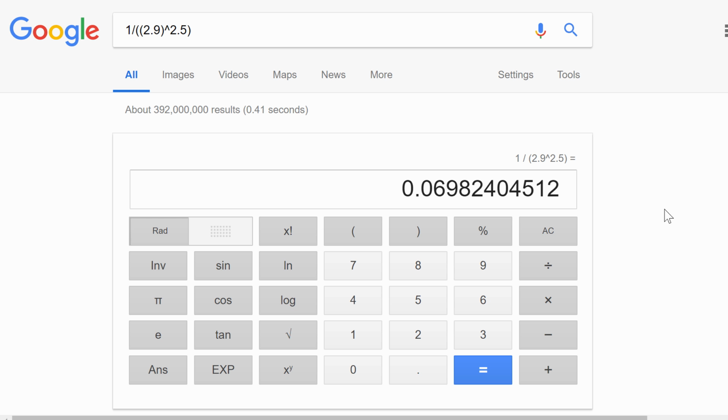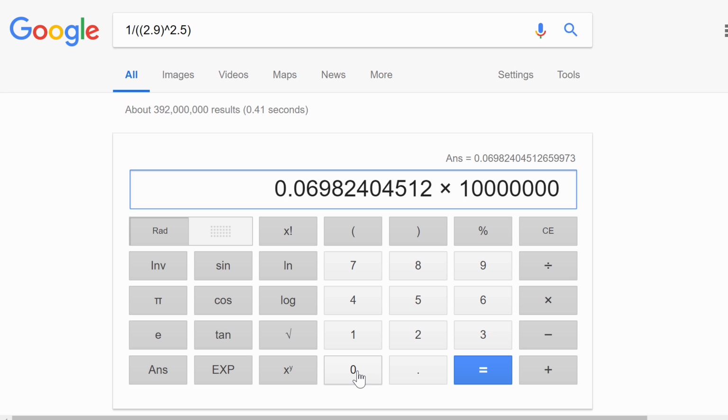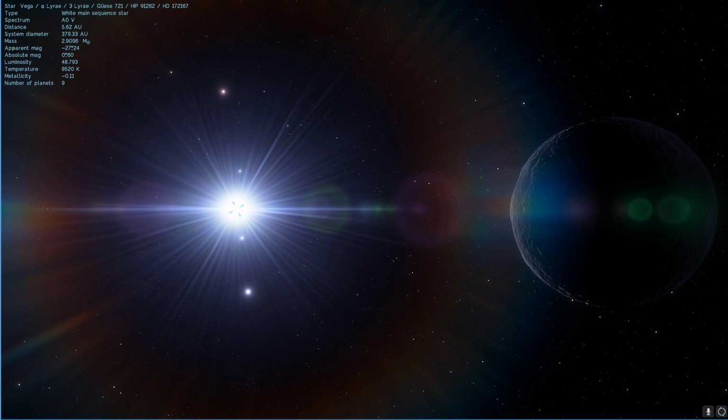And just for simplicity's sake, we're going to use 10 billion years here, so we need to multiply this by 10 billion years to get an approximate total age of Vega at its death. So basically here the value is around 700 million years. In other words, this beautiful star that you see in the back there will only live for a total of 700 million years.